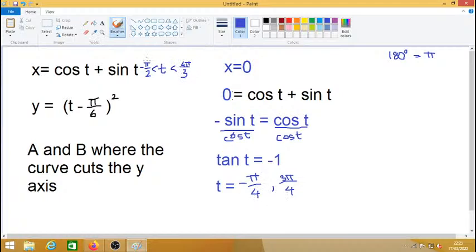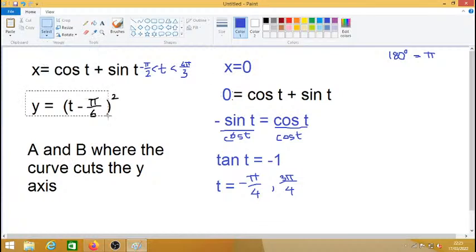Minus pi over 4 is just on the left hand side, and 3 pi over 4 is just a little bit to the left of 4 pi over 3. So those two answers are great. We've got the answer for t. What we want are the coordinates. So we've got the x coordinate already, x is 0. Let's get the y coordinate now.